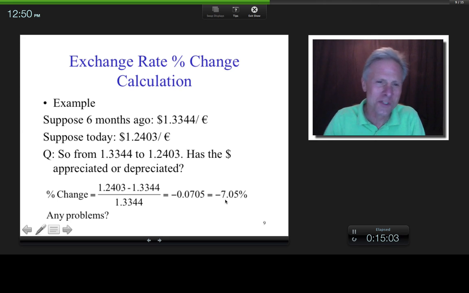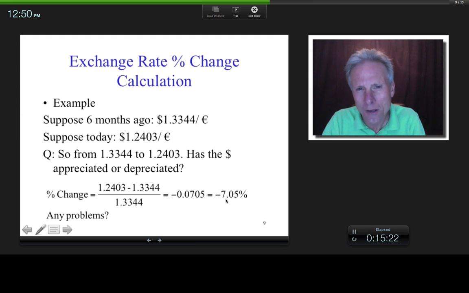If we want to know how much a single dollar has changed on a percentage basis, what are we doing wrong here? Well, the problem is we're not working in the correct units. This essentially represents how much a euro has gone down in value, not how much a dollar has gone up in value. I say essentially because you have to annualize it. I'll show you that in a minute.